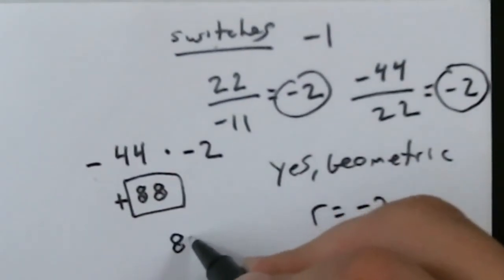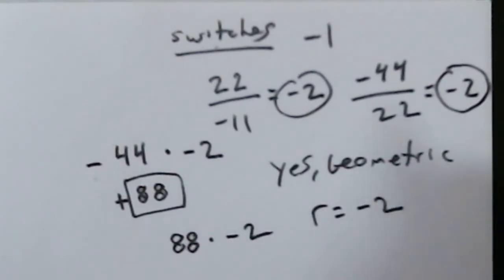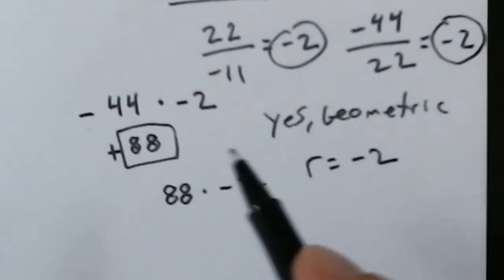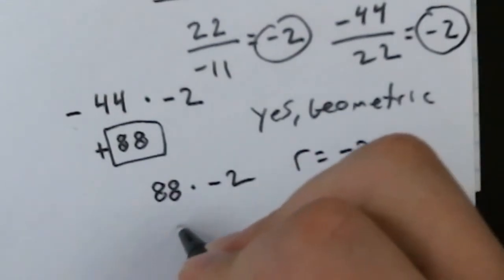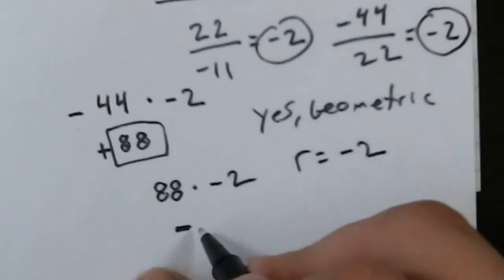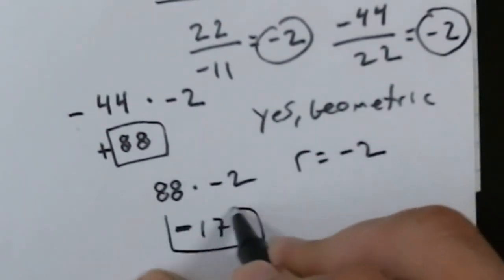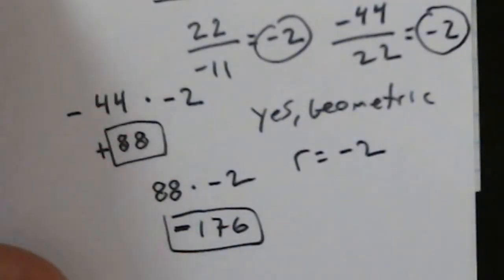So we're going to go 88 times -2. And I'm hoping that you're seeing this. What's a positive times a negative? I hope that you're going to say negative because that's what we've been working at. And what's that going to be? Is that 176? Looks like -176. So there's your answers. Okay. I think I have a couple more.